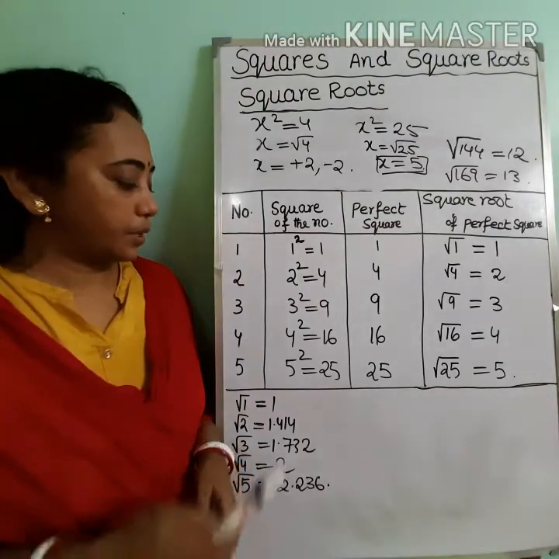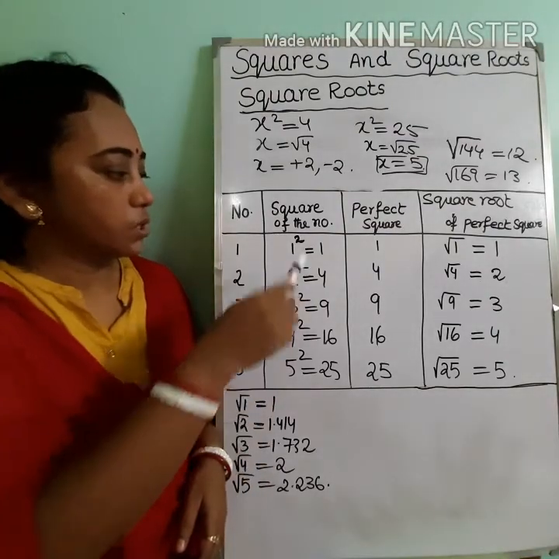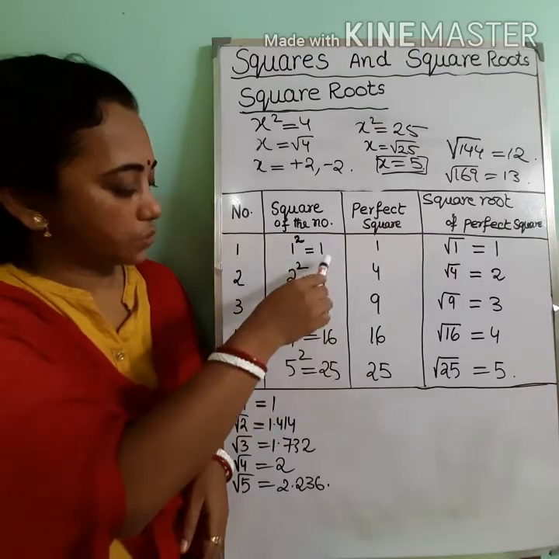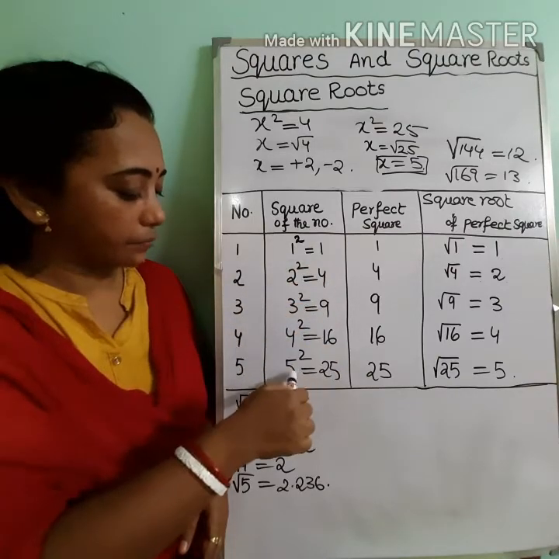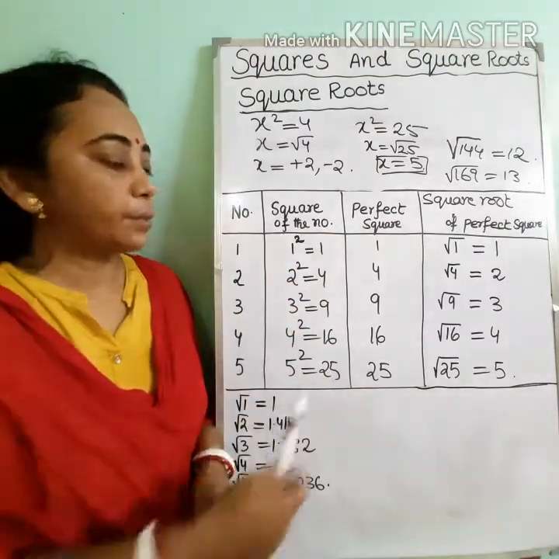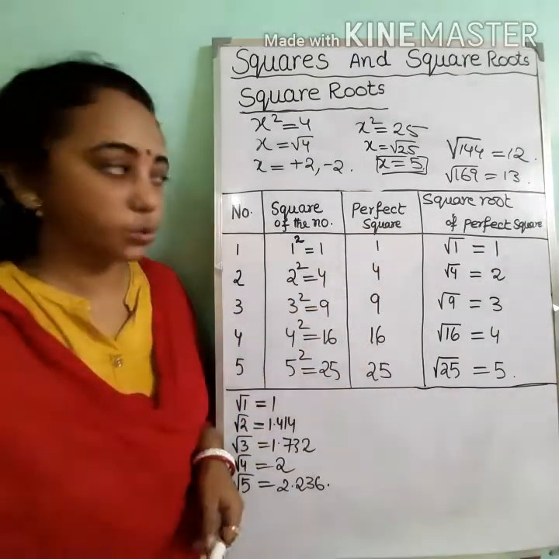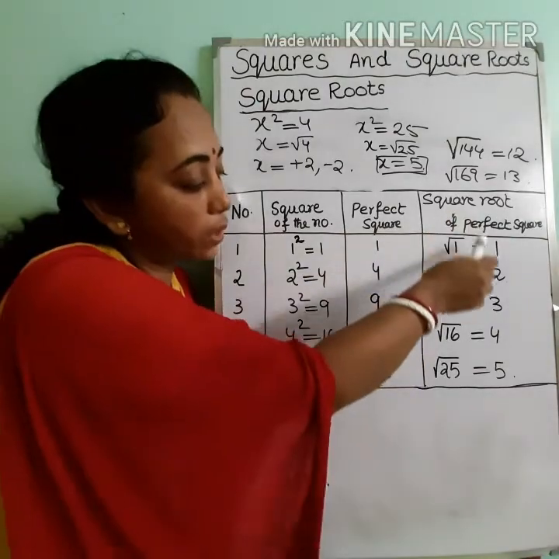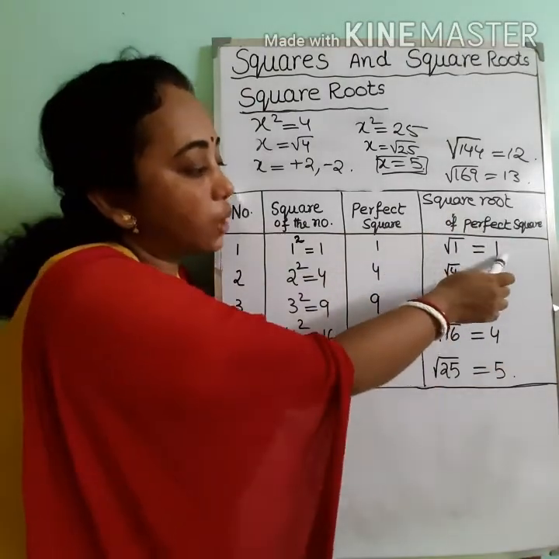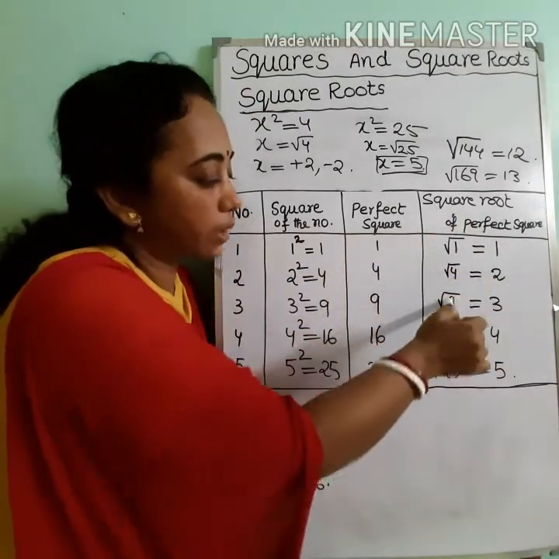Now look at the table here. Numbers 1 to 5 are shown. The square of each number is shown. 1 square is 1, 2 square is 4, 3 square is 9, 5 square is 25. And the perfect squares here are 1, 4, 9, 16, 25. These are perfect squares. And the square root of each perfect square is shown here. Square root of 1 is 1. Square root of 4 is 2. Square root of 9 is 3.